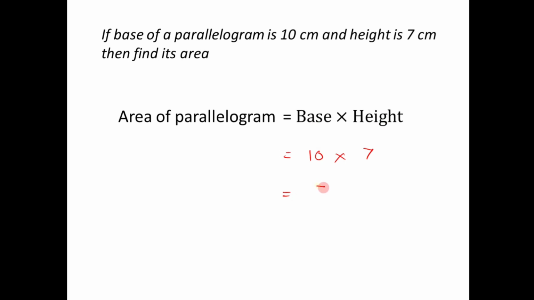So 10 into 7, that's 70 square centimeter, or we can also write it as centimeter square. So this is the area of the given parallelogram. Now let us have the next diagram, that's the rhombus.